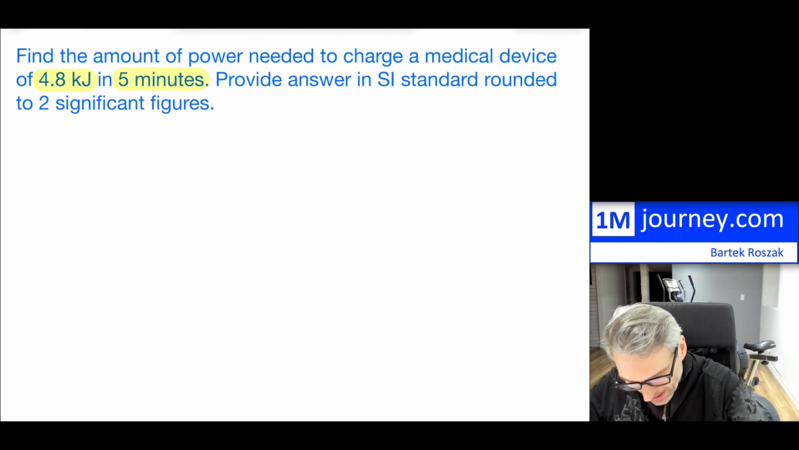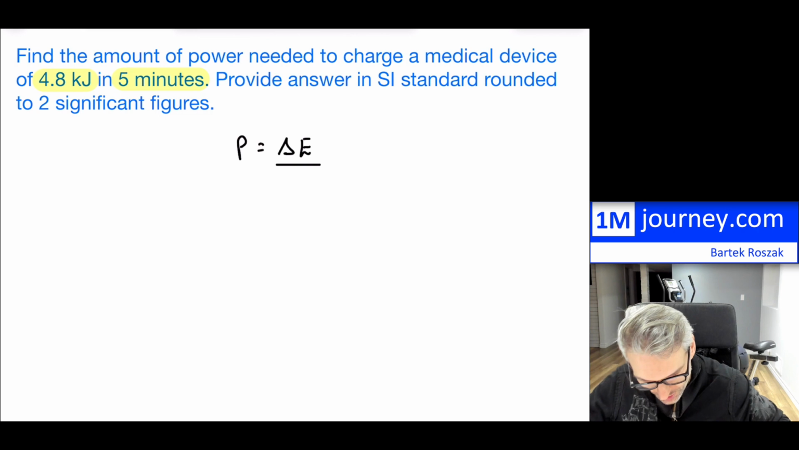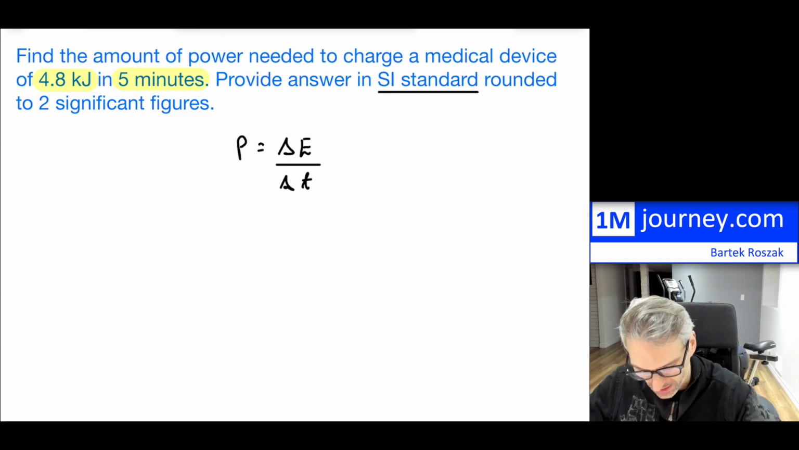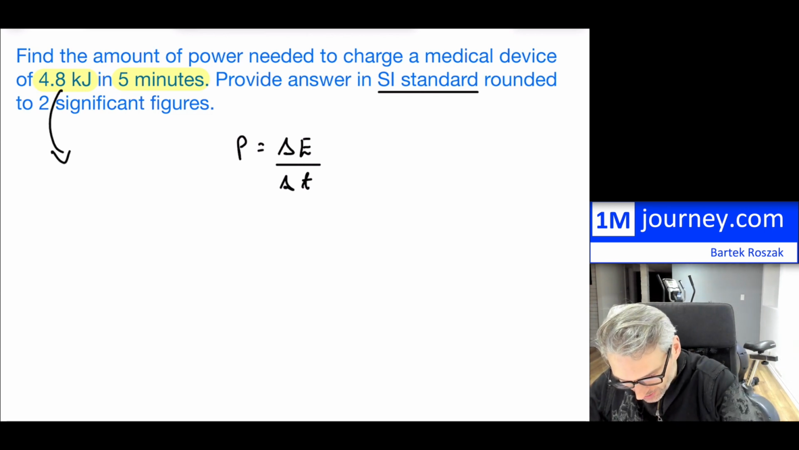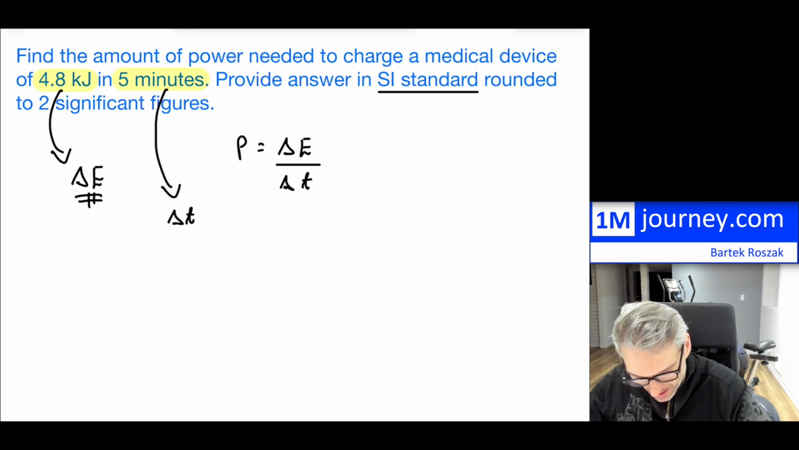Now recall that power is nothing else but the change in energy, or the total work which is needed, over the change in time. Well, we have both of these in here. Now they say provide the answer in SI standard units, rounded to 2 significant figures. So this right here is going to be our change in energy, or the work that we need to do. And this right here is obviously going to be the time that we have.